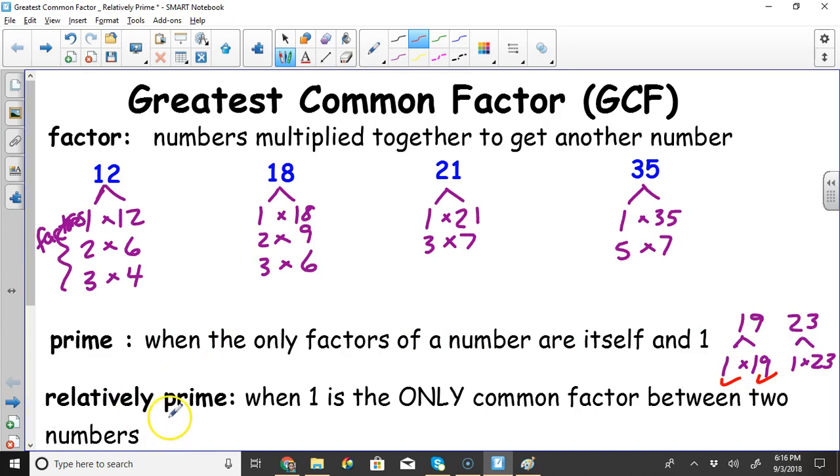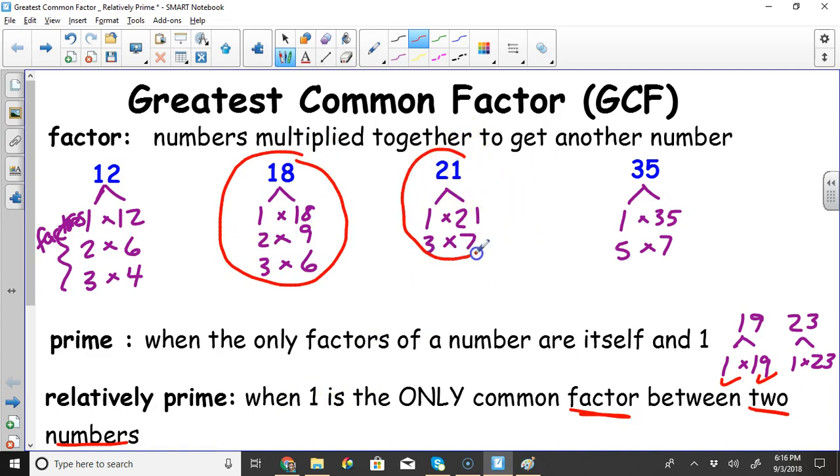All right, relatively prime. This is when we start to compare 2 or more numbers. So we're comparing the factors of 2 numbers. Let's compare the factors of 18 and 21. First, we want to know what all of the common factors are. So let's check it out. We have 1 and 1. We've got 3 and 3. Anything else in common? No. So here we have a greatest common factor. The greatest common factor is 3.